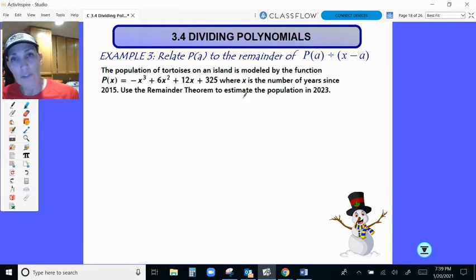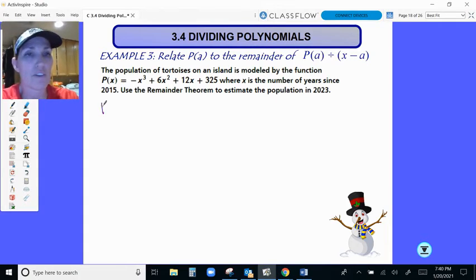Use the remainder theorem to estimate the population in 2023. So from 2015 to 2023, 8 years have passed. So I can either evaluate p of 8 years and plug it into that entire equation, or I can just evaluate 8. Okay, so this would be the same thing as x minus 8, right? Same thing. So I'd actually divide by 8.